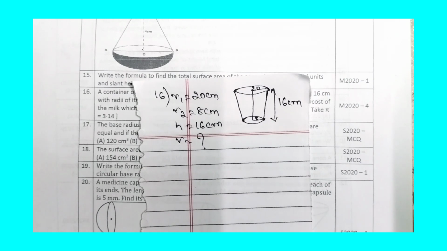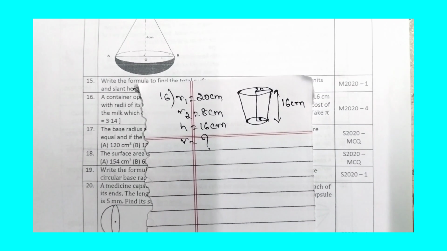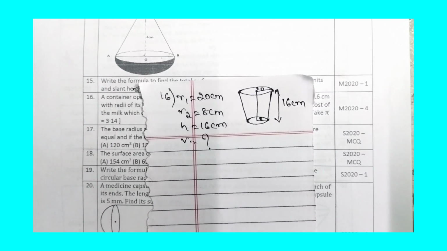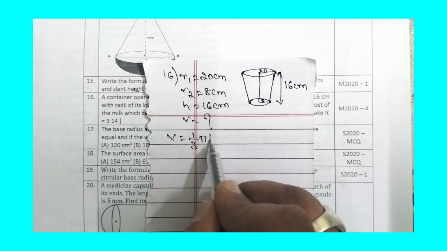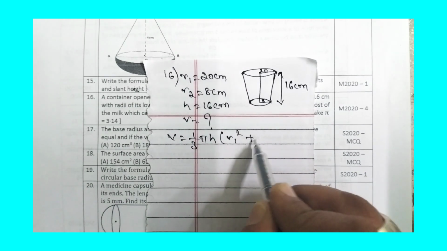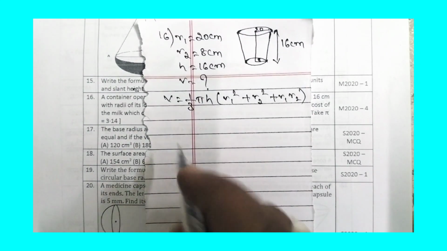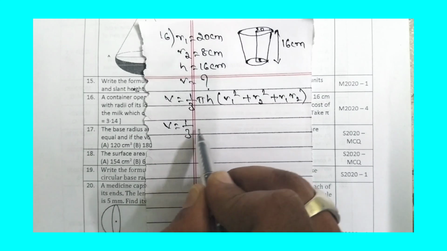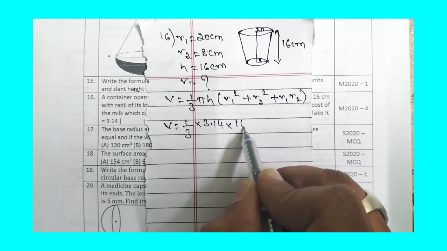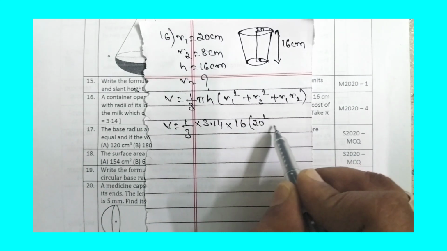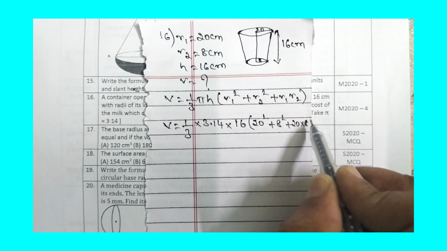So let us see by using the formula. So what will become the volume? Volume of frustum of a cone. So volume is equal to 1 by 3 pi h into R1 square plus R2 square plus R1 R2. So volume is equal to 1 by 3 into pi, 3.14, into h, 16, into R1 square 20 square, R2 square 8 square, plus R1 20 into R2 8.